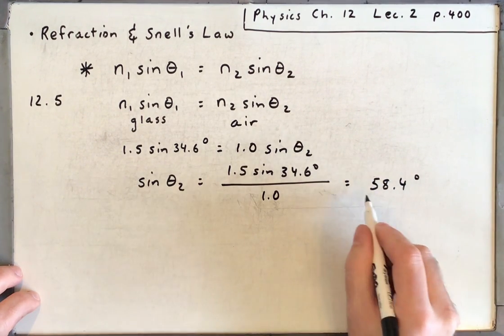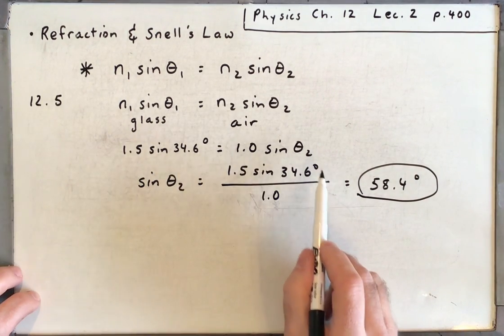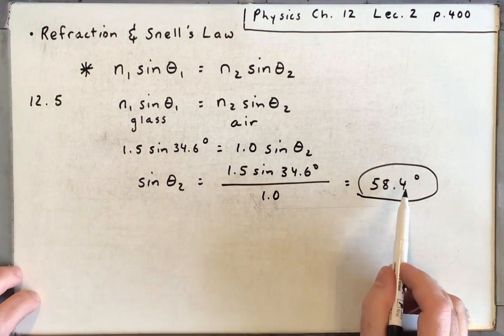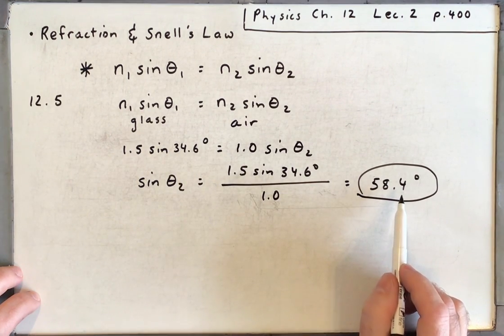Okay, that number makes sense to me because we're going from something slow to something fast. When that happens, the light bends further away from the normal line. So it started pretty close, 34.6, and bent further away to 58.4.